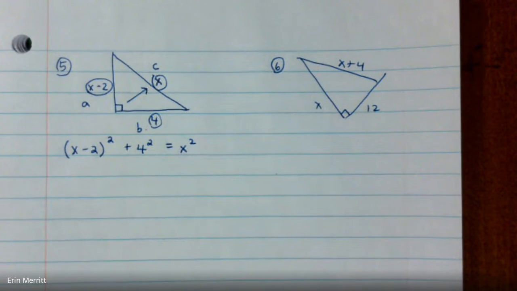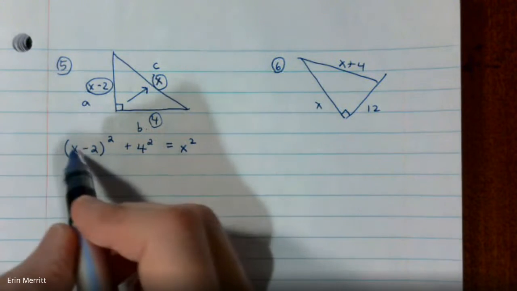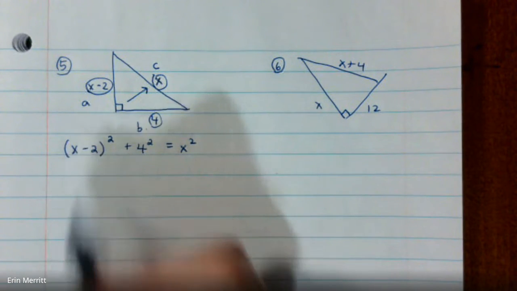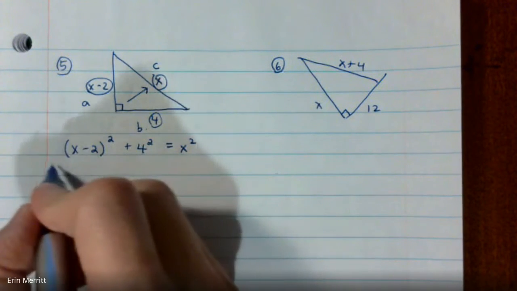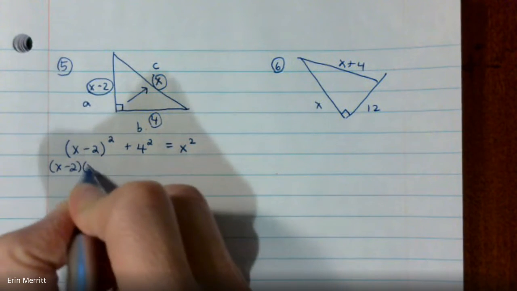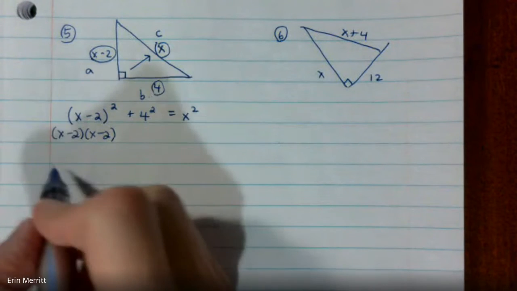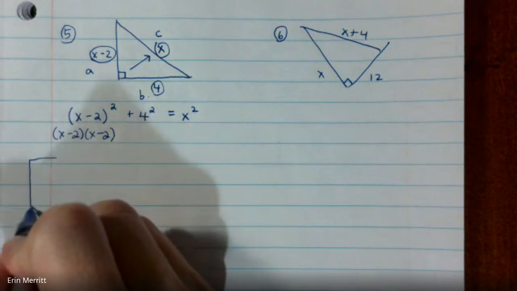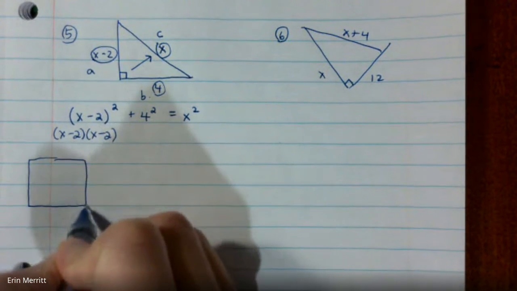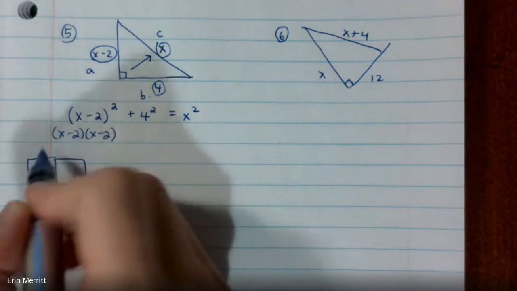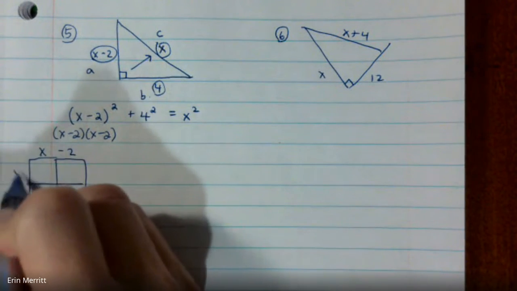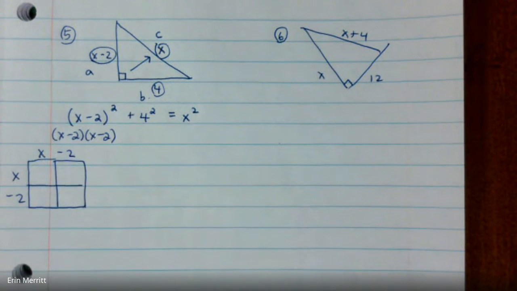Okay, here's your Algebra 1 skills part. Take this to square it. You have to multiply it by itself. So you have to do x minus 2 times x minus 2. To do that, we got to do a little box multiplication. So maybe off to the side here, we're going to go x minus 2 times x minus 2.